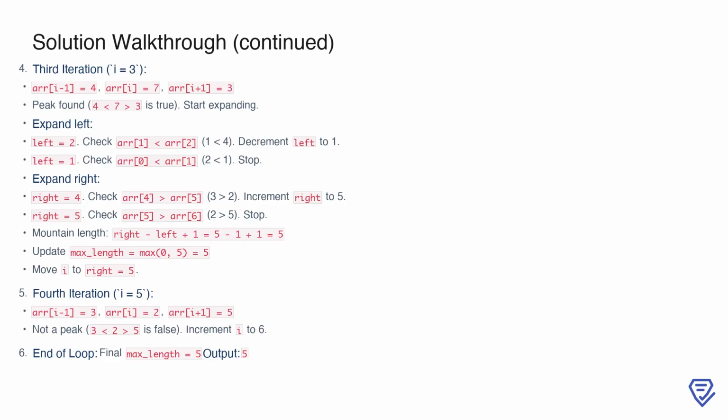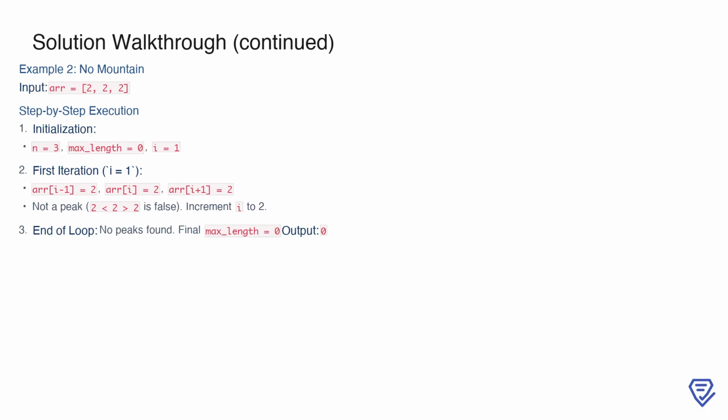The output for this example is 5. In this example, the input array is 2, 2, 2, and we want to determine if there are any mountains. First, we initialize the variables. The array length n is 3, max_length is 0, and the starting index i is 1. In the first and only iteration, the values are arr[i-1] equals 2, arr[i] equals 2, and arr[i+1] equals 2. The peak condition is not satisfied because all the elements are equal. Therefore, we increment i to 2. Since there are no more elements to check, the loop ends. As no peaks were found, the final maximum mountain length remains 0, and the output for this example is 0.